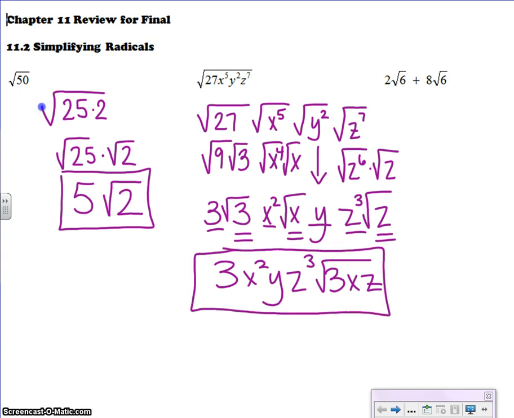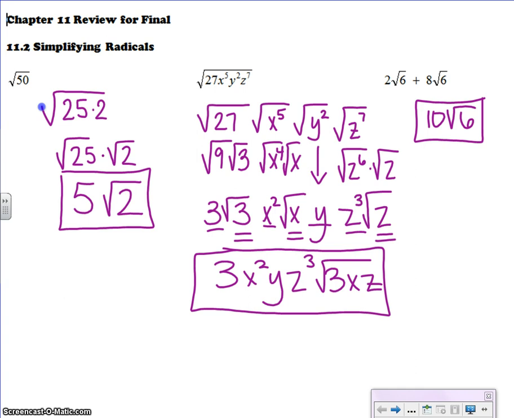this right here is our final answer. Okay, when we're talking about addition, remember we think of square roots as terms. So when we look at 2 root 6 plus 8 root 6, they are like terms, they both have a square root of 6. So we'll just add our numbers in front. We have 2 square root of 6 plus 8 square root of 6 is going to be 10 square roots of 6.